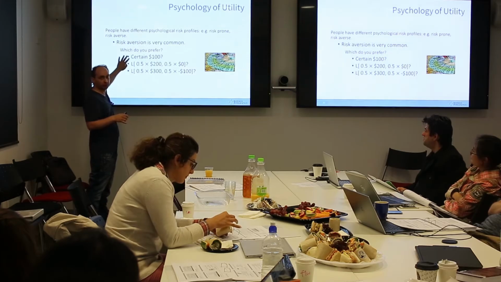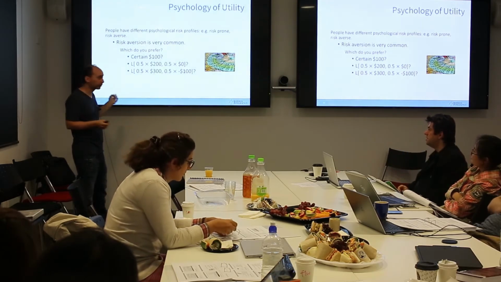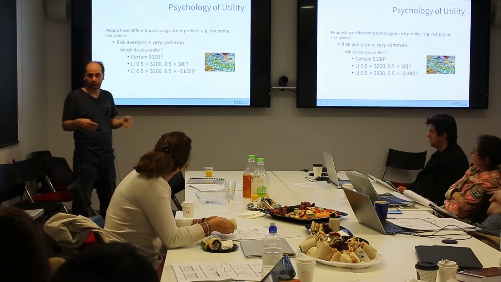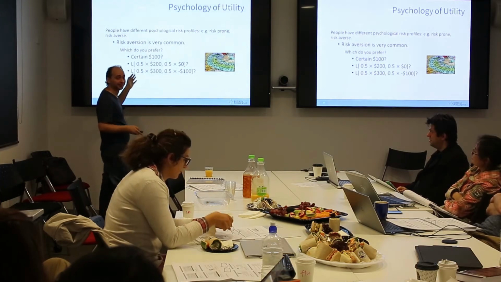Typically, most people choose the certain 100 because they're guaranteed of getting the 100 regardless. But this is the kind of thing that a game show like Deal or No Deal sets up. It basically asks this question over and over and over again.